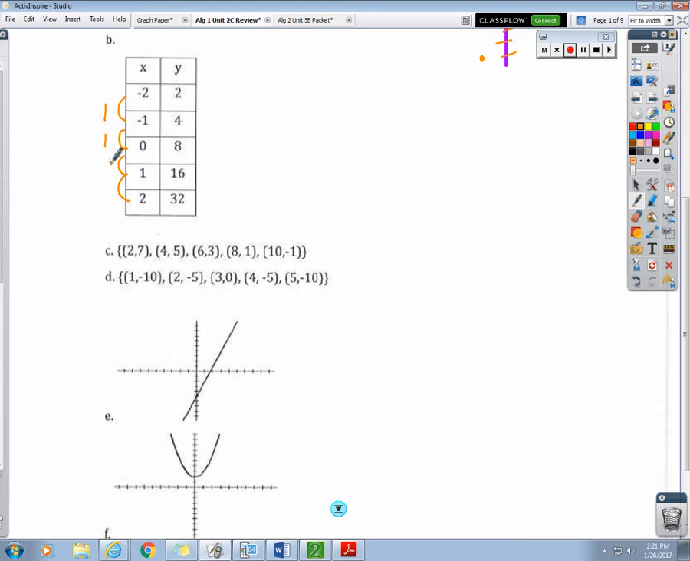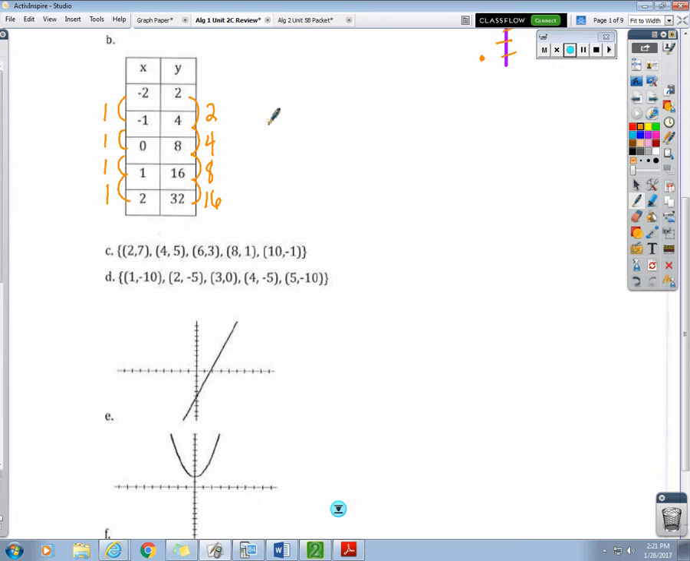Add 1, add 1, add 1, add 1. In the Y column, to get from 2 to 4, you have to add 2. But to get from 4 to 8, you have to add 4. And then to get from 8 to 16, you have to add 8. And then 16 to 32, you have to add 16.